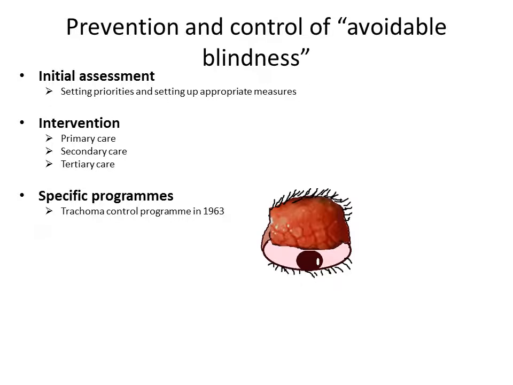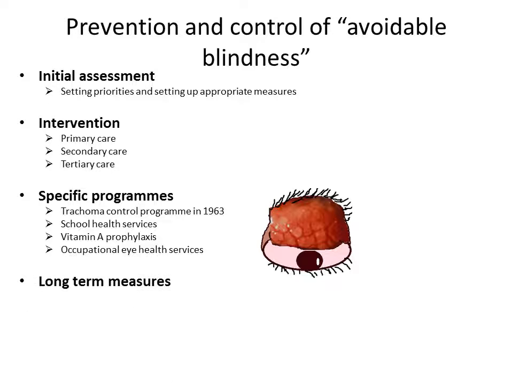We can also launch specific programs, like India launched the Trachoma Control Program in 1963, which is now merged with the National Program for Control of Blindness. School health services, especially for detecting refractive errors and communicable eye diseases, vitamin A prophylaxis, and occupational eye health services can be launched.